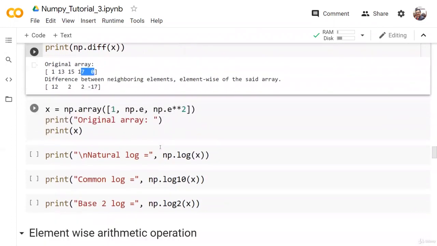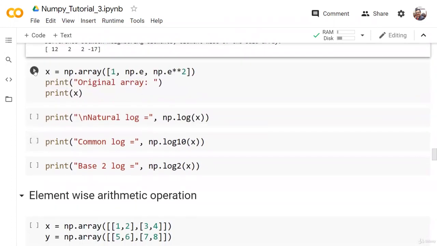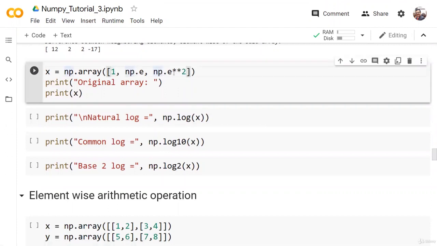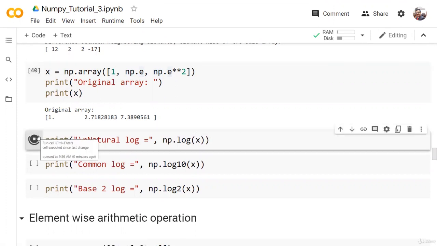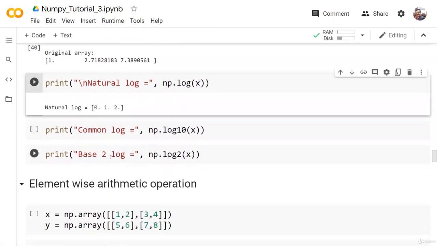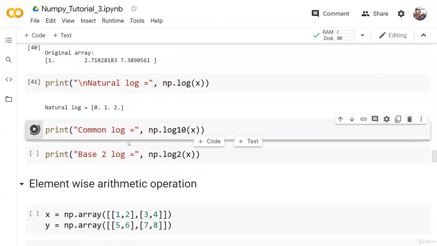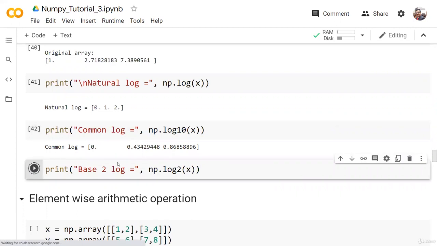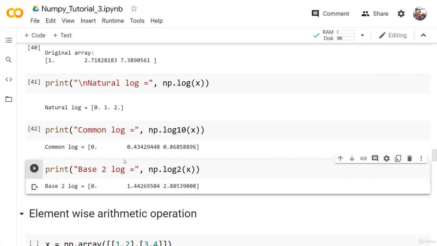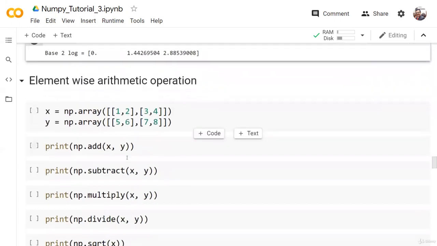minus 17. You can create the array like this: e raised to 1, e raised to 2. So e raised to 1 is 2.71, e raised to 2 is 7.38. I can find out the natural log of that. Okay, 0, 1, 2 comes. I can find out the common log, that is log to the base 10, and even I can find out the log to the base 2. See, things have become so easy using the NumPy library.